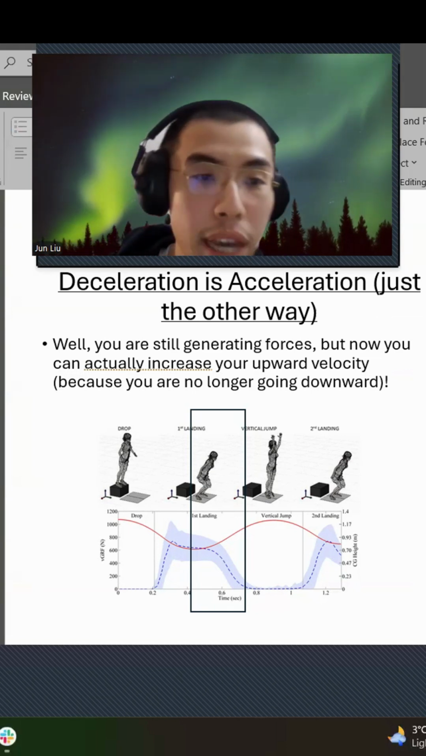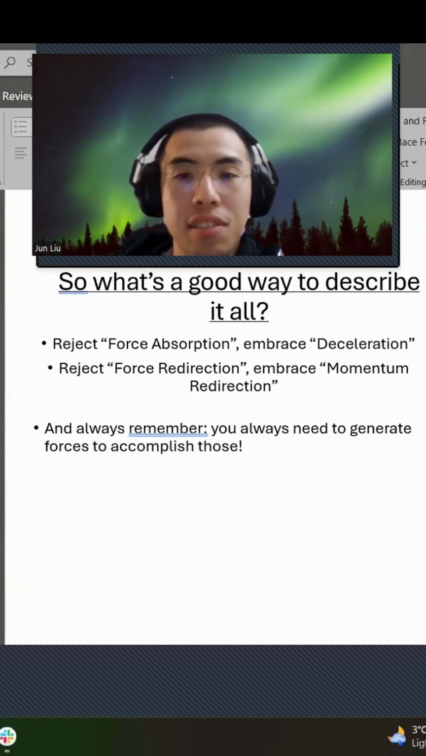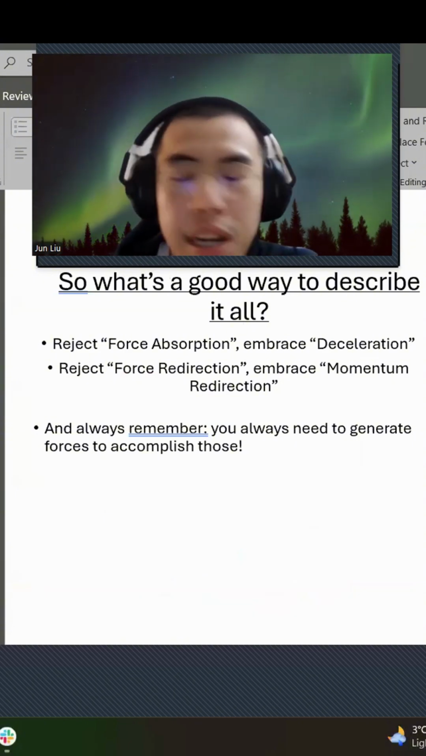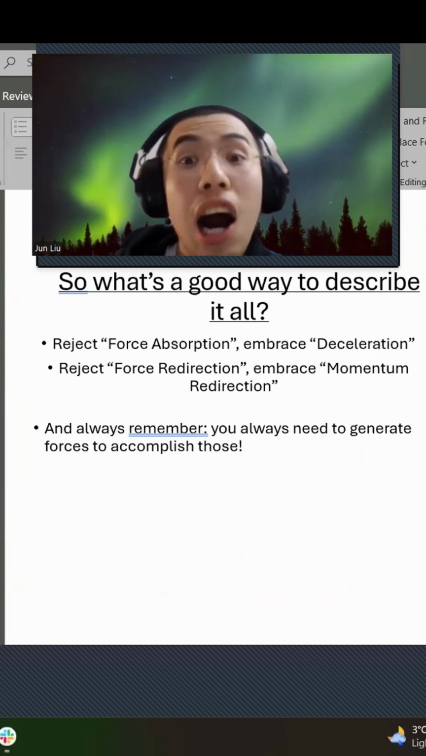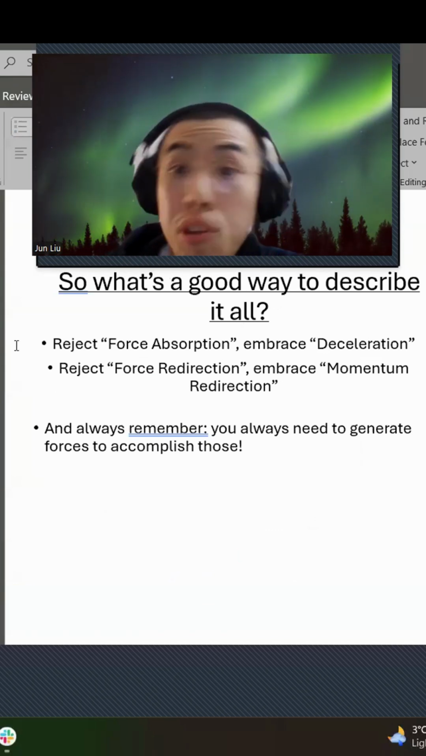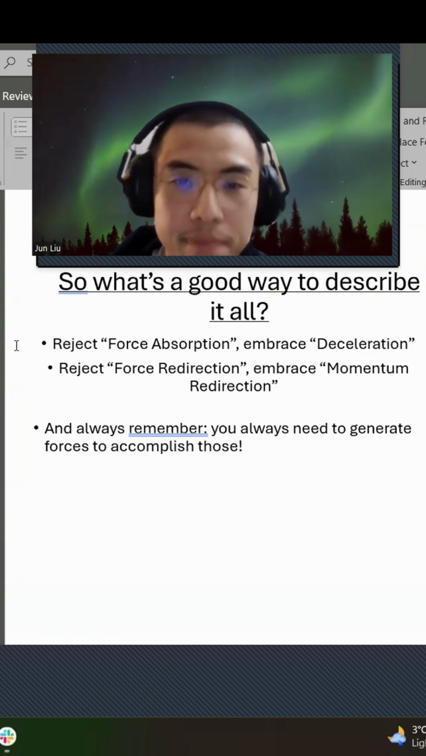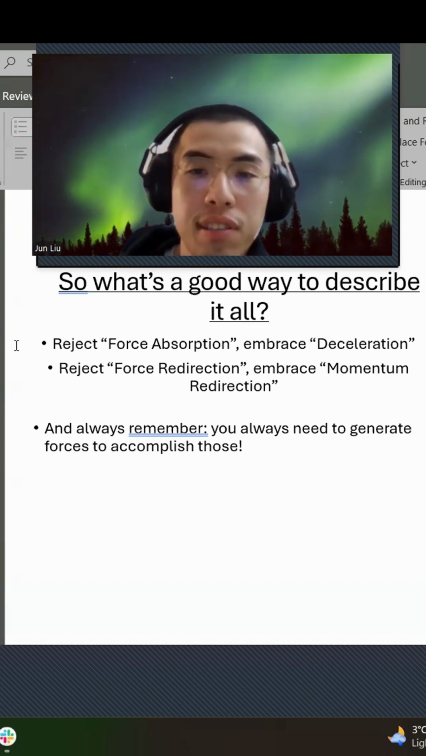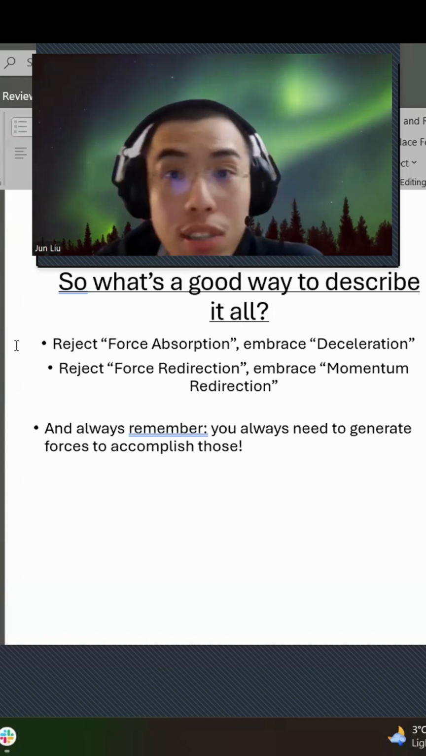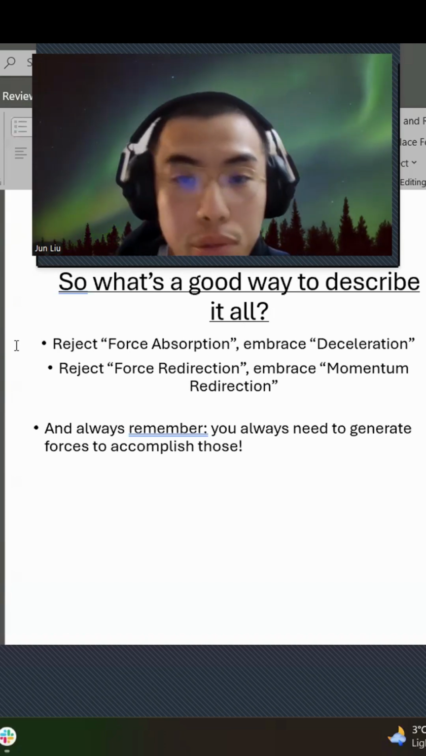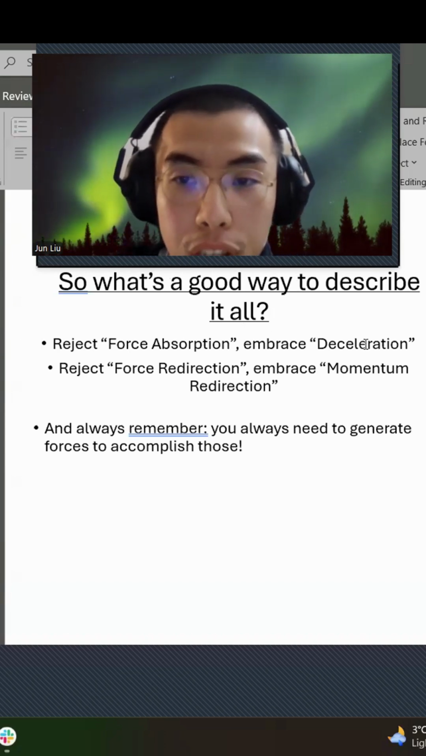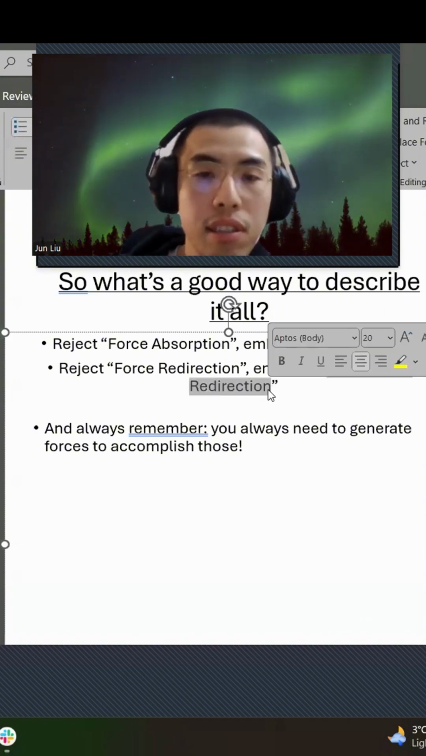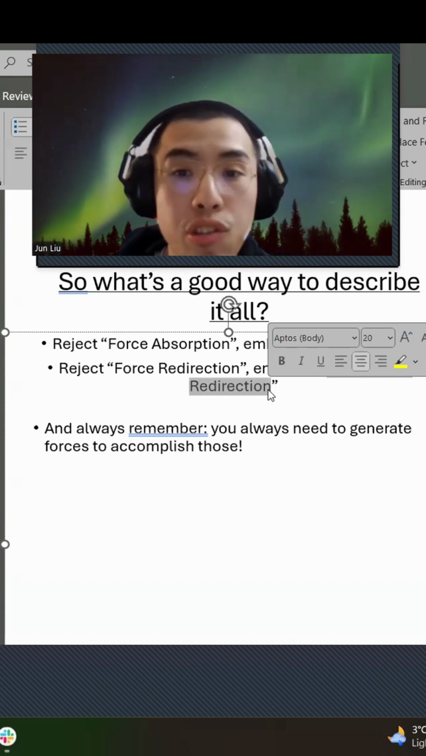So what is a good way to describe these kinds of things? Instead of saying force absorption, you can use deceleration, right? It's quite simple. It's quite uncomplicated. And you're absorbing some sort of energy. Okay. Instead of saying force redirection, you can use phrases like momentum redirection, because that's literally what you're doing. And always remember, to accomplish deceleration or momentum redirection, you always need to generate forces against your environment.